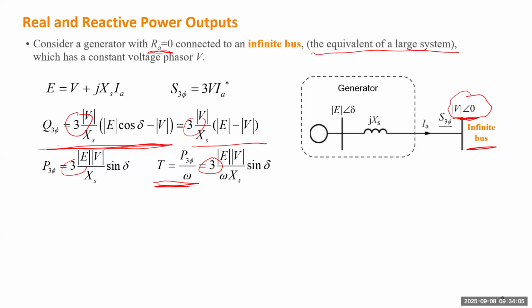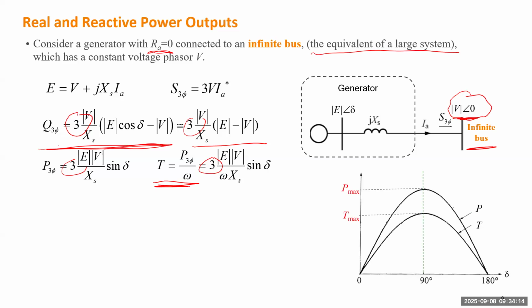This one is the torque. Torque will be defined as the active power divided by the speed, omega. From the last two formulas, we know the active power and torque change as a sine function of delta. For a sine function, 90 degrees gives the maximum value. So the power and torque will reach the maximum value when the angle separation between the generator and the infinite bus is 90 degrees. That will be the maximum active power you can deliver to the infinite bus.